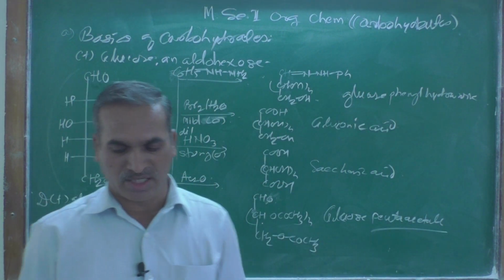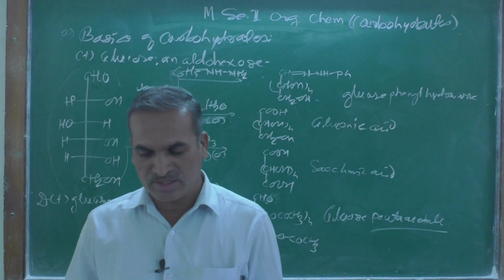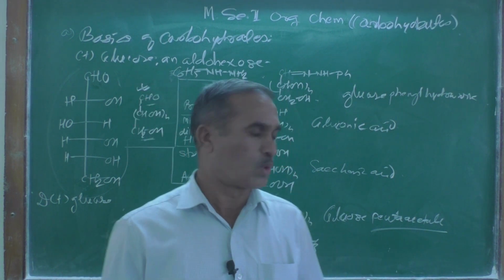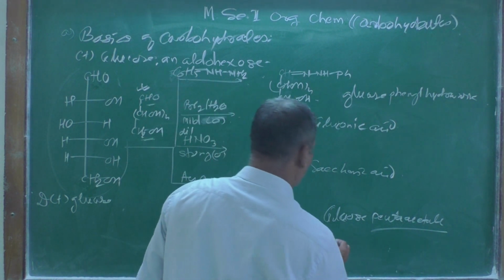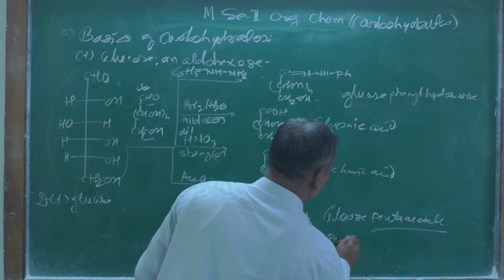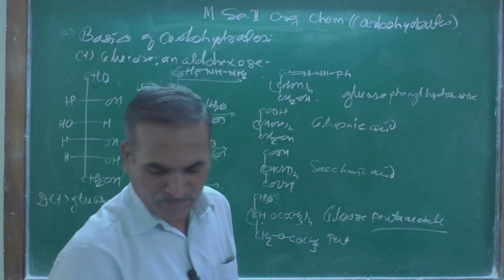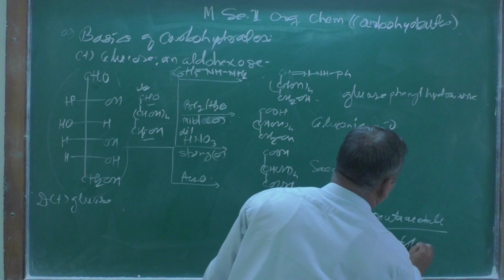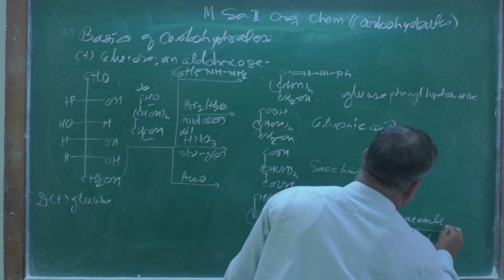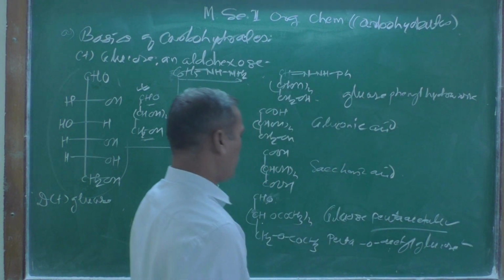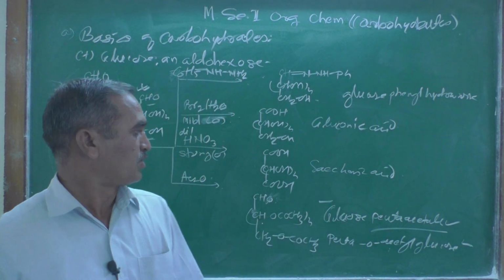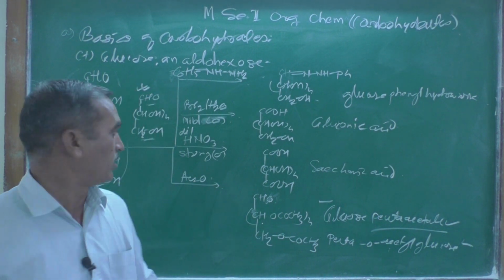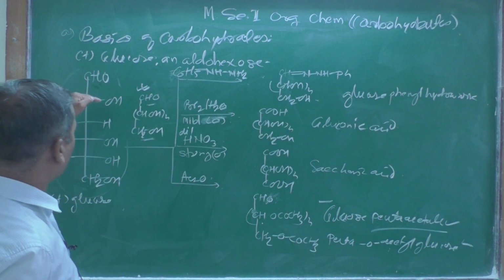Glucose pentaacetate gives you this penta-O-acetyl glucose. We can call it penta-O-acetyl glucose, or either of these names. This is the easiest way to remember it: penta indicates the number of hydroxyl groups present. Look at the number of hydroxyl groups present.